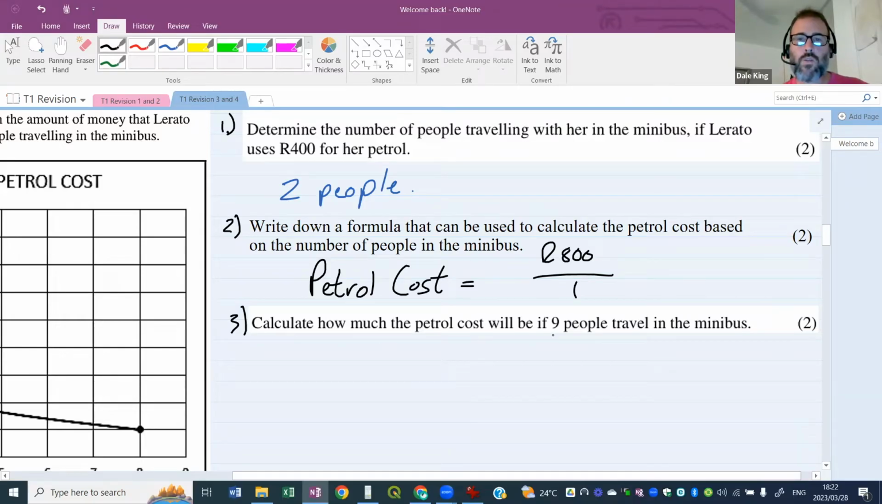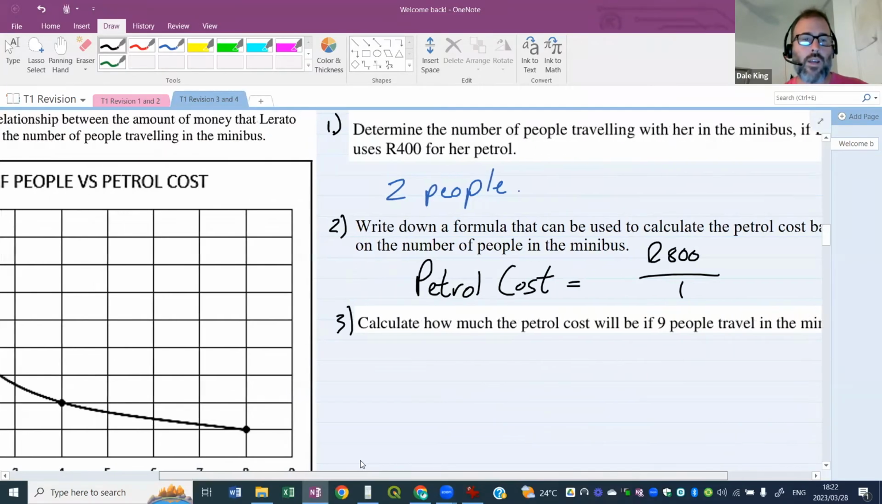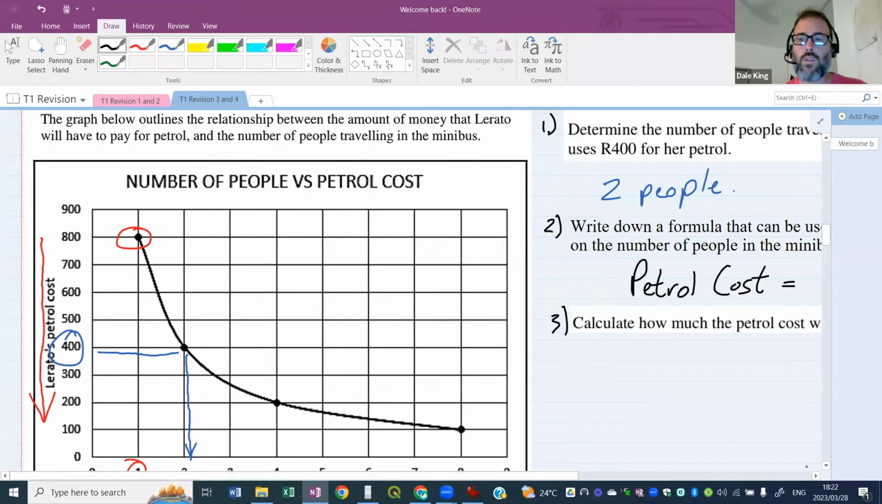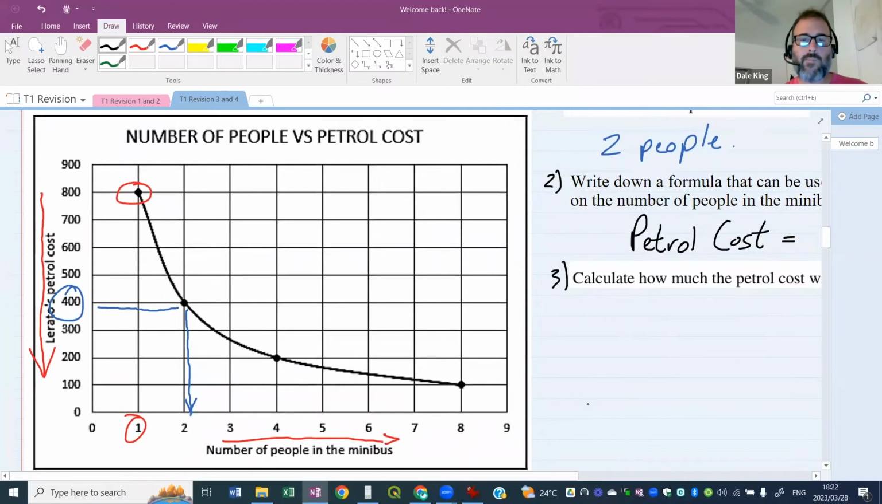Calculate how much the petrol cost will be if 9 people are in the taxi. So if we go to our graph now, will the graph be able to help us out here? We do have 9 on the graph, but the line doesn't extend to that. Now, what you guys might do, I'm sure, if you don't know how to do the formula, is you might draw the line out like that, and then you might read it off. You could get an answer that's quite accurate. Okay, so if you extend the graph line, you follow the curve there and you extend it out, and then you could try and use your graph. You could get an answer like this.